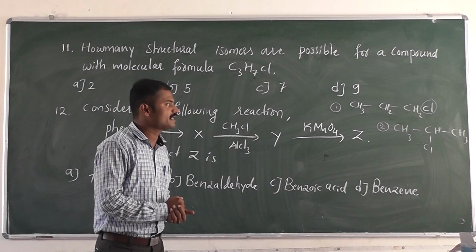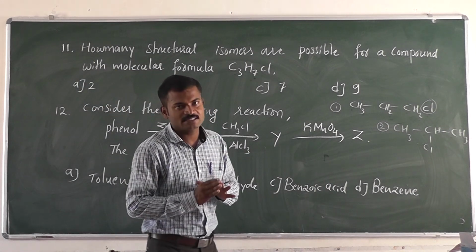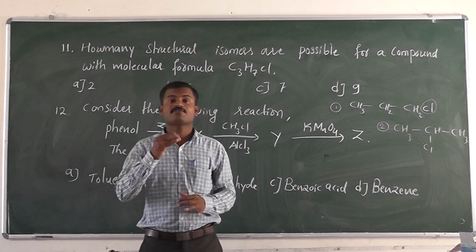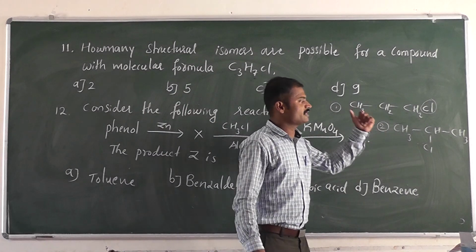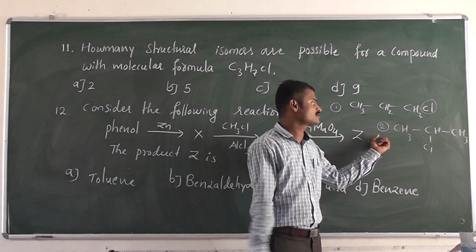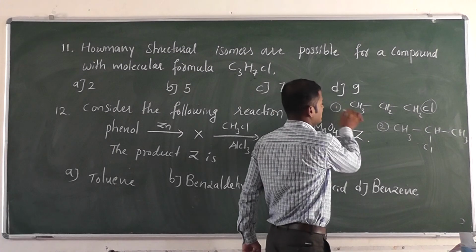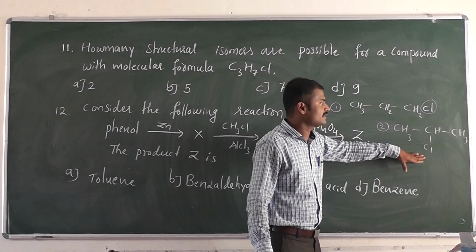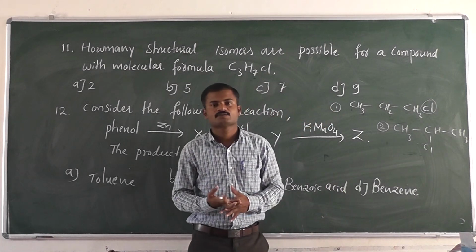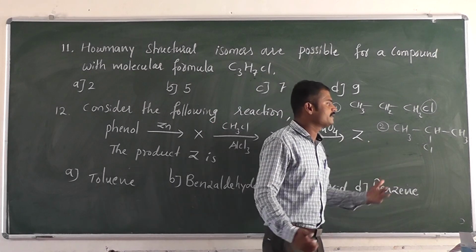So it is structural isomerism, that means compounds having the same molecular formula but different structures. See, it is one isomer, and this is also one isomer. So 2 isomers are possible here. Is there any other possibility? There is no possibility at all.